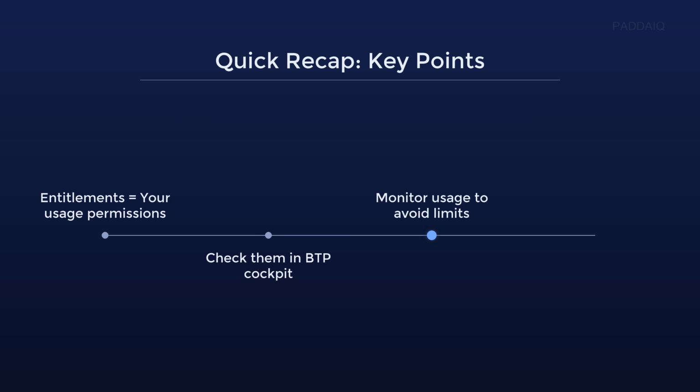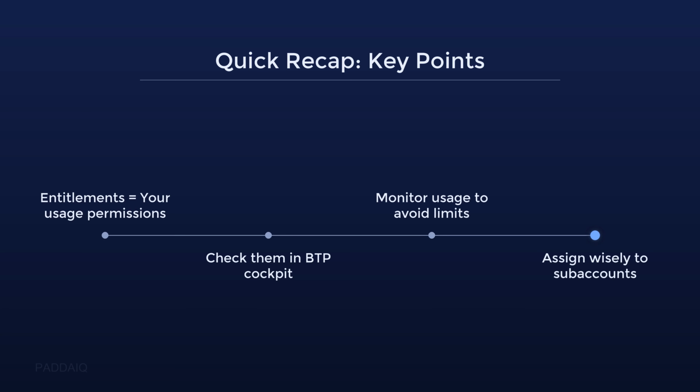Monitor usage to avoid limits. This means regularly checking your SAP BTP resource consumption to prevent exceeding your allocated quotas, which could disrupt services. For example, if your application's memory usage nears its cap, you might scale it down or optimize code to avoid hitting the limit and causing downtime. Staying within limits ensures smooth and reliable operation of your solutions.